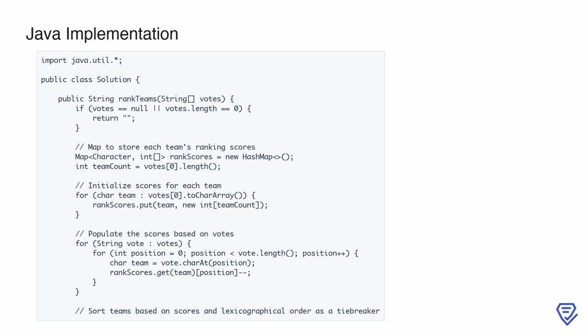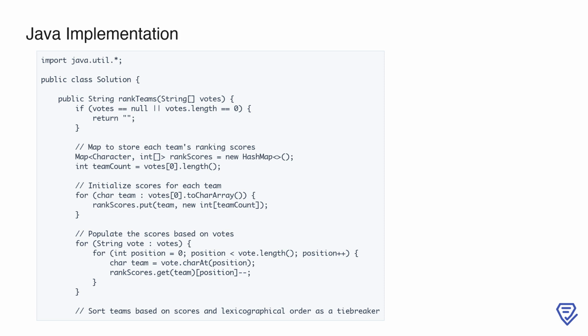The size of this array corresponds to the number of teams, which we determine from the length of the first vote string. To initialize, we iterate through the characters in the first vote and assign each team an empty score array. After initializing, we process the votes by iterating through each vote string and decrementing the scores for each team based on their position in that vote.